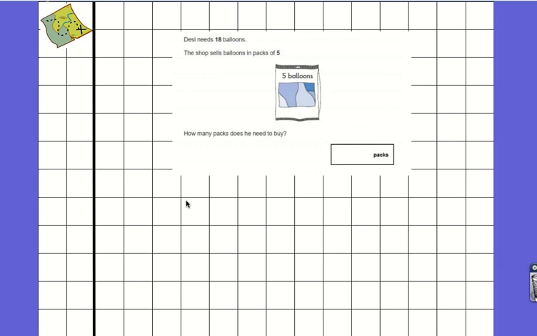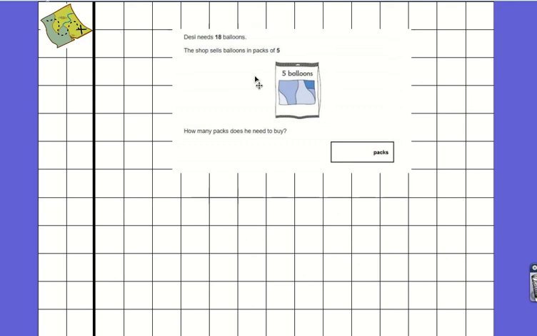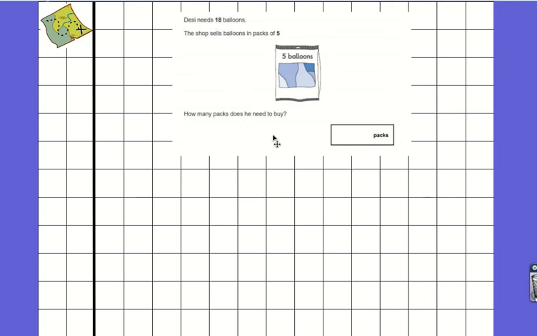Desi needs 18 balloons. The shop sells balloons in packs of 5. How many packs does he need to buy? Now, some of you will know straight away that 18 is not in the 5 times table, so this will have a remainder. If it's got a remainder, you will need more than the given amount to be able to have your balloons. Okay, so show us how you would work that one out.